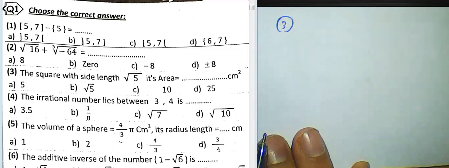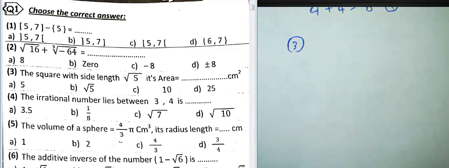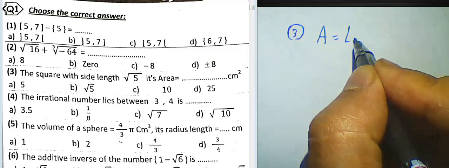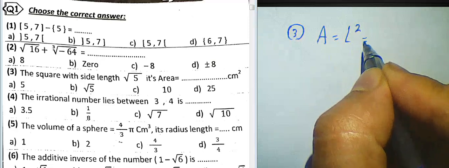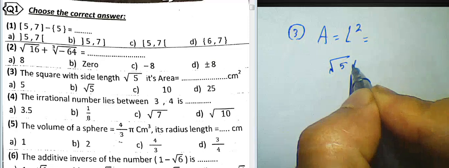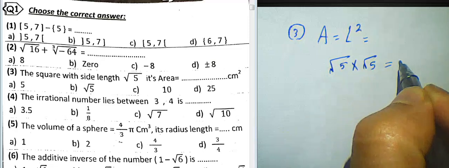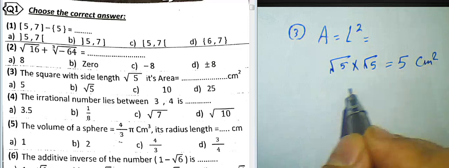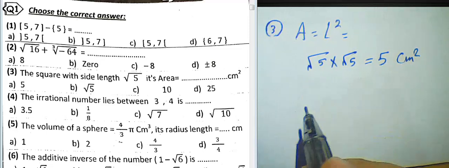Question number 3. The square with side length root 5, its area equals what? We can find the area as length power 2, or length times itself. Root 5 multiplied by itself will be 5. So the result will be 5 square centimeters. It's the area of the square.